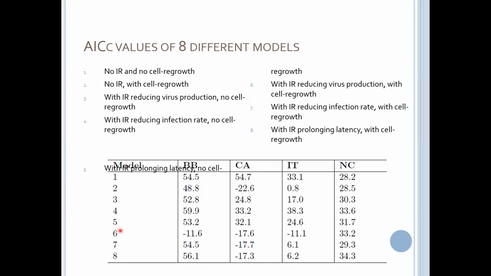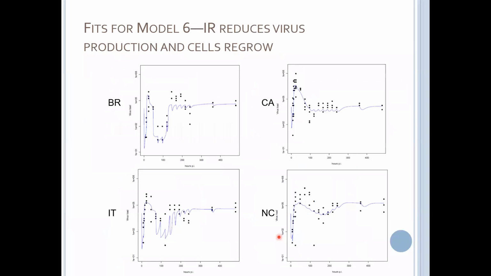Andreas will talk about that when we talk about fitting. But the key thing to know is that the lower the number, the better fit of the model. And our best fit model was this one with immune response, reducing virus production. So shutting down the virus production rate early on in the viral replication cycle and allowing cell regrowth. And we could account for most of the behavior of our system as a result of that model. And that just shows some of the fits there.